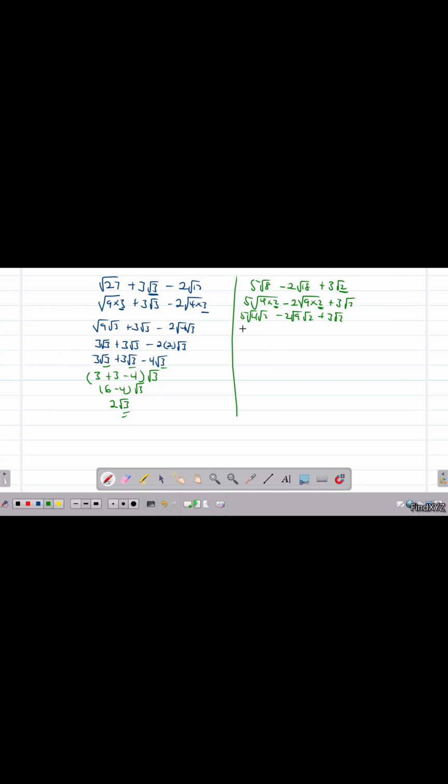What is root 4? That will give us 2. So we have 5 multiplying 2 root 2 minus 2. What is root 9? 3 root 2 plus 3 root 2. 5 times 2 will give us 10 root 2 minus 6 root 2 plus 3 root 2. Similarly, we can also factor out. So we can do 10 minus 6 plus 3 multiplying root 2. And what is 10 minus 6? That will give us 4 plus 3. And what is 4 plus 3? That will give us 7 root 2.